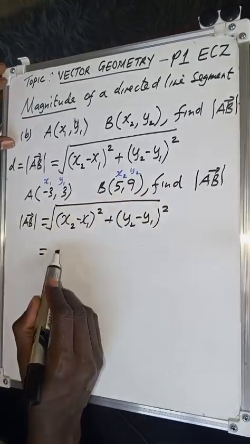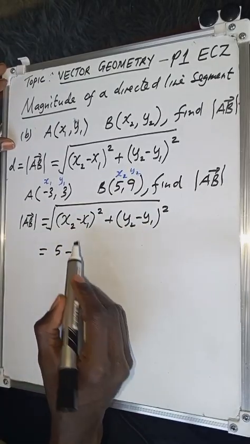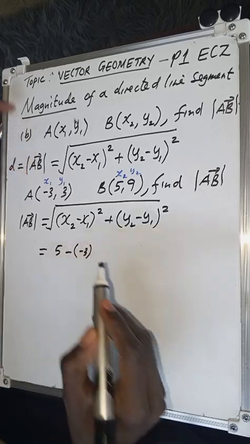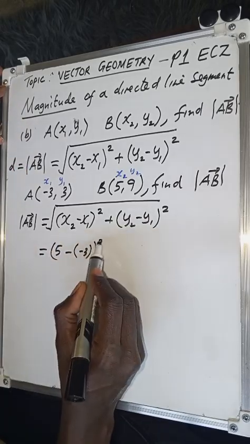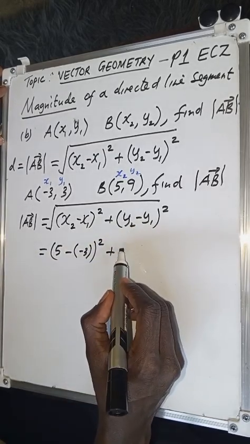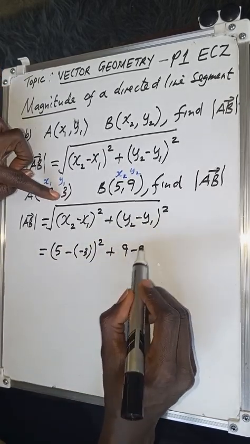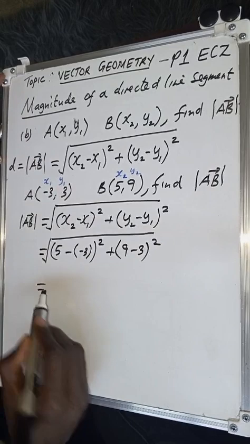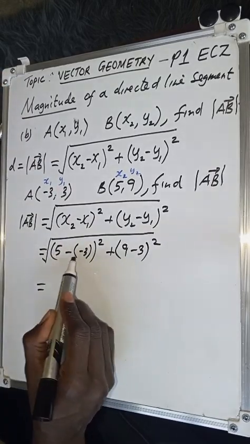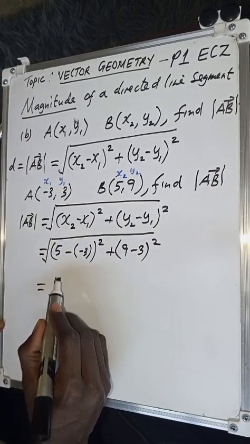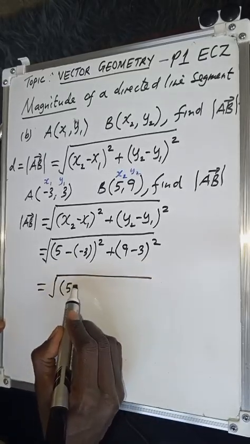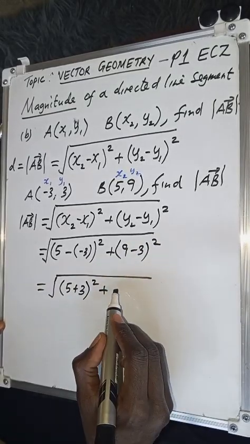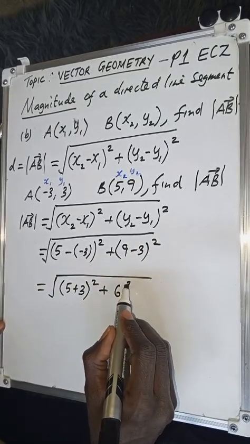So what is my x2? It is simply 5 minus my x1 there, which is simply negative 3. When you're replacing a negative number, enclose it in brackets. All this should be raised to the power 2, plus. What is my y2? It is 9 minus my y1, which is simply 3. Then this raised to the power 2. Remember, everything is supposed to be in the square root. So you start by working out what is in the bracket. Negative and negative will give you a positive. Therefore, it is going to be 5 plus 3 raised to the power 2, plus 9 minus 3, which gives you 6 raised to the power 2.